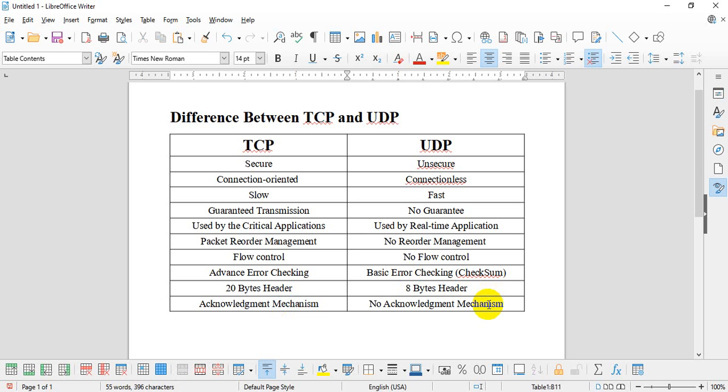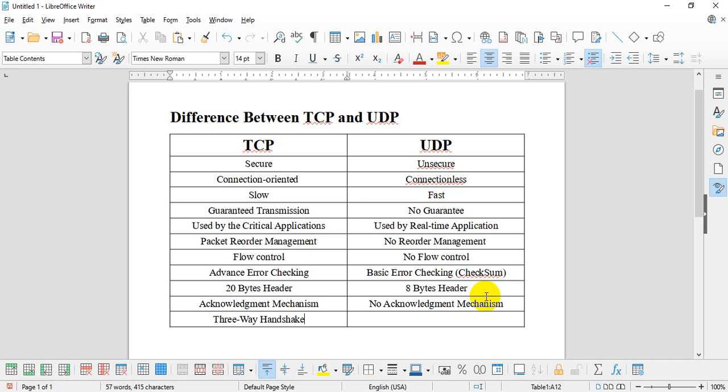Then what is the next difference between TCP and UDP? In TCP it establishes a three-way handshake before transferring any data. It establishes the handshake connection.